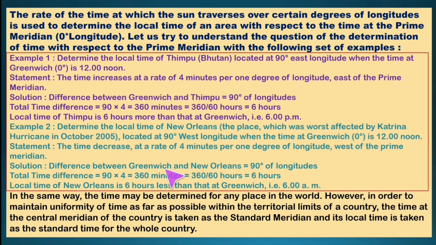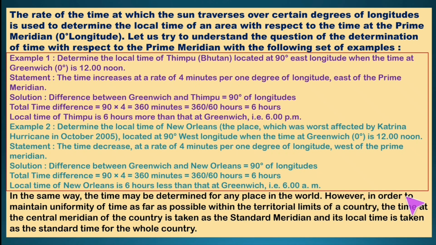Solution. The difference between Greenwich and New Orleans is equal to 90 degrees of longitude. Total time difference is equal to 90 into 4, which is equal to 360 minutes. When we convert that into hours, 360 divided by 60 is equal to 6 hours. Local time of New Orleans is 6 hours less than that at Greenwich, that is 6 a.m. In the same way, the time may be determined for any place in the world.